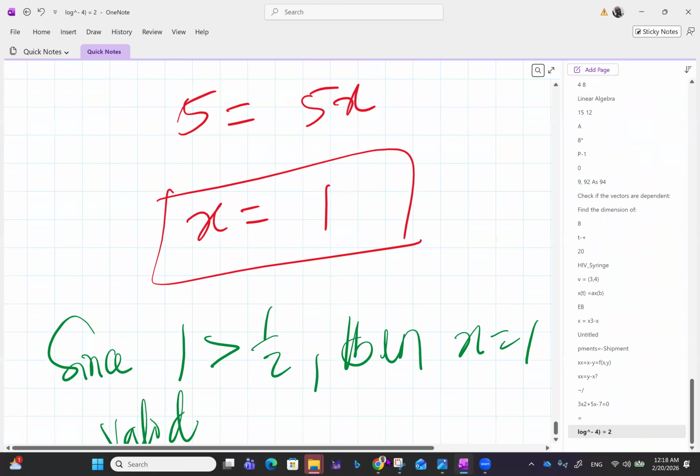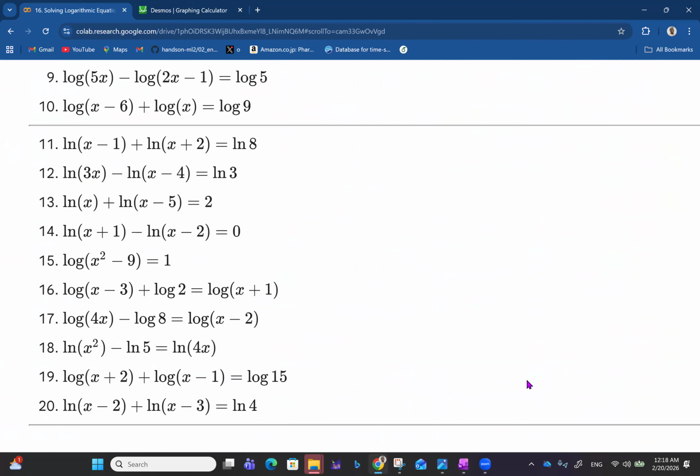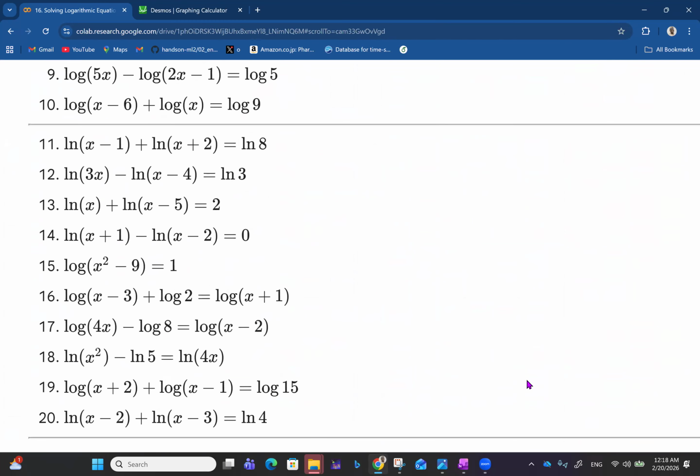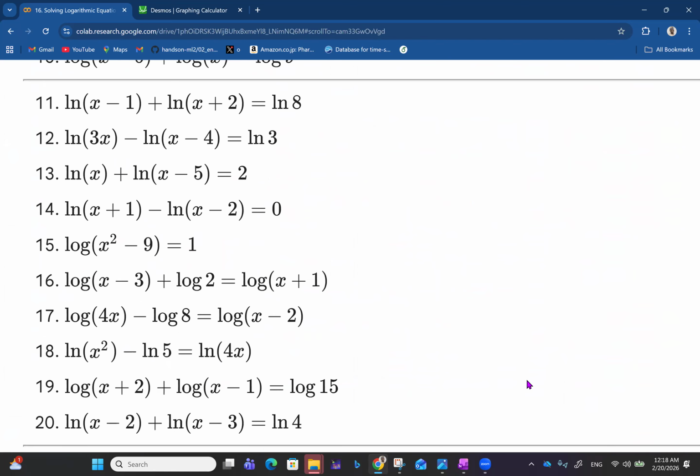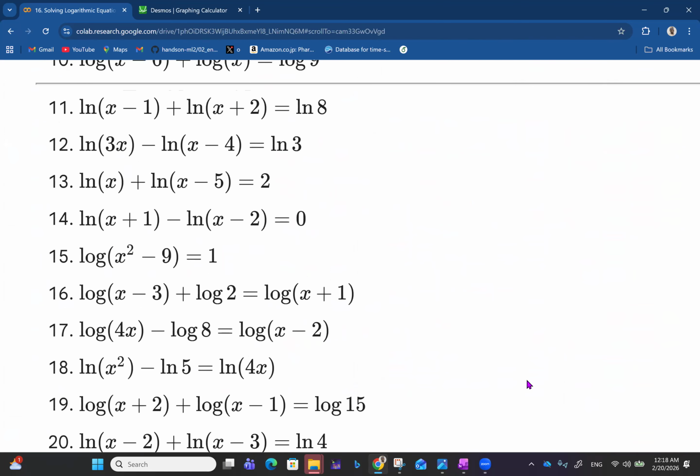So we go again to questions 11 to 20 and see which one we should deal with there. Which one looks really challenging? Yeah, they look pretty easy.